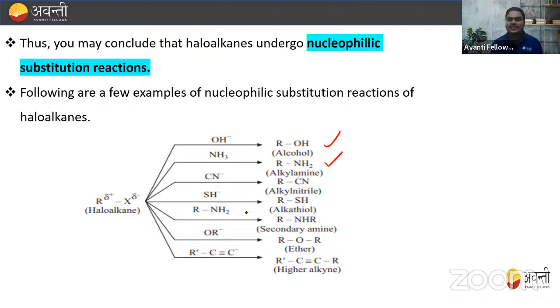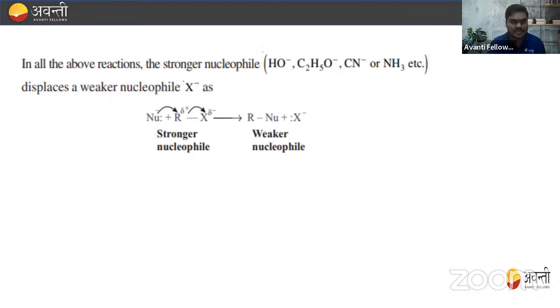Similarly, when SH negative acts as a nucleophile, then RSH is formed. Similarly, when RNH2 is reacted, then RNHR will be formed. That is called a secondary amine. So these all are examples of the nucleophilic substitution reaction. So I hope this is clear to all of you.